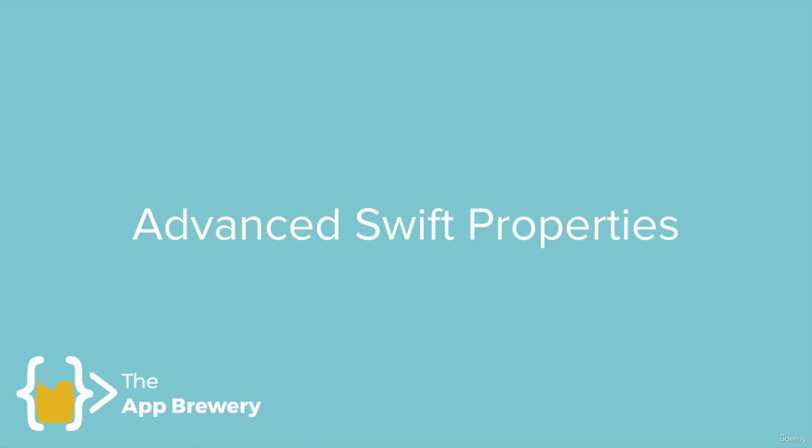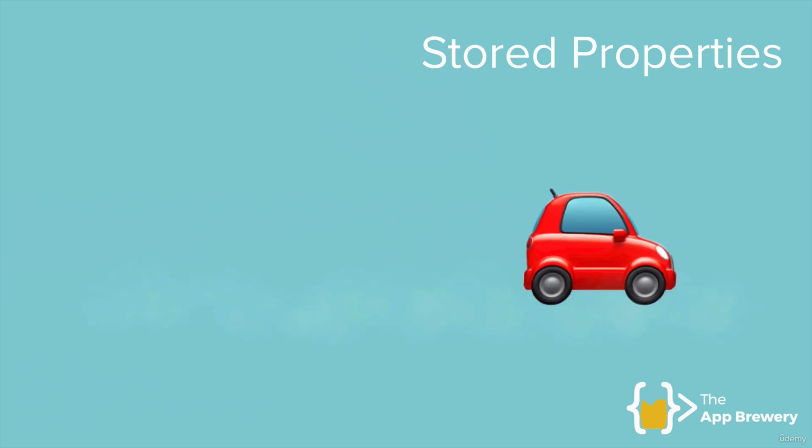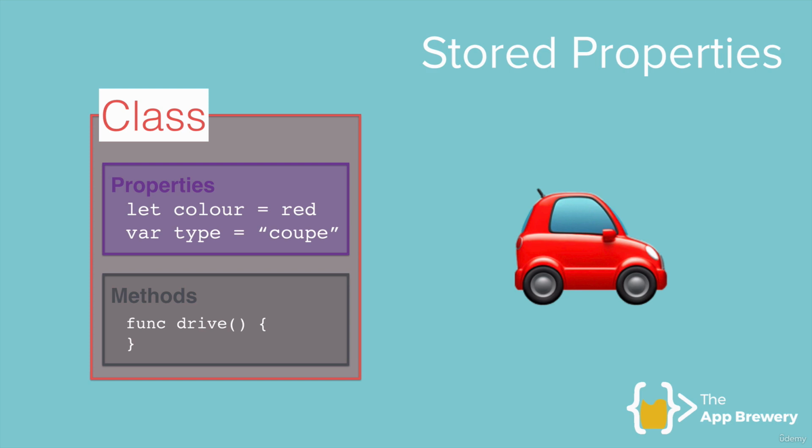All right, guys, in this module, we're going to be talking about advanced Swift properties. Now, previously, we've already seen what properties are and we've been using them throughout the course. When we looked at objects and classes, we learned that properties can be a constant or a variable, and they allow us to store data relating to a particular object or a class.